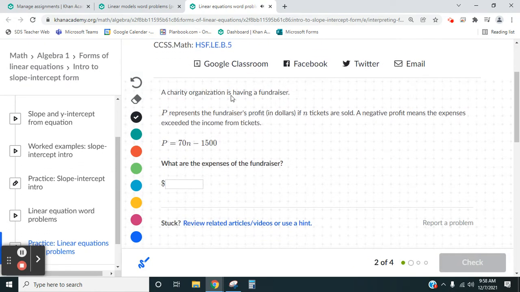How about this one? A charity organization is having a fundraiser. P represents the profit. Negative profit means the expenses exceeded the income. So there's a question on the assignment for you guys today that talks about profit. If you have a business and you make no money, like let's say you bought a bunch of stuff so you can sell it and you sold just enough to break even, then you made no money. Your profit is 0. This is called the break even.